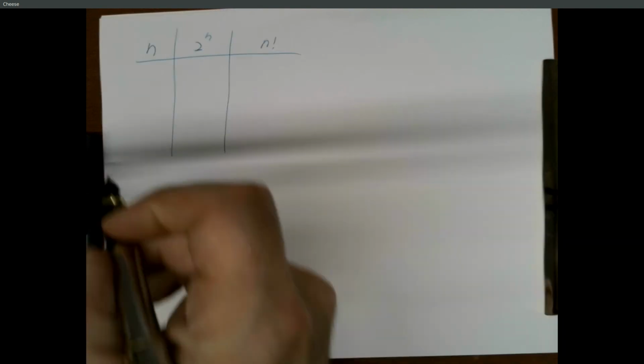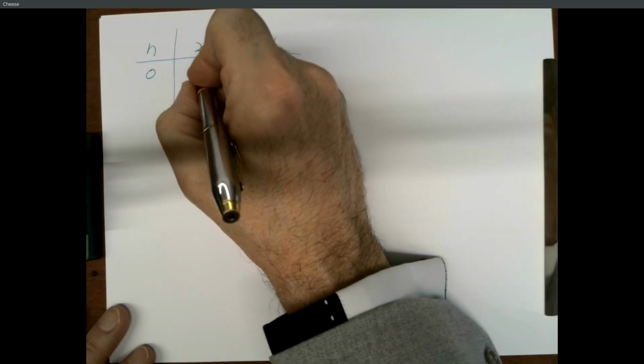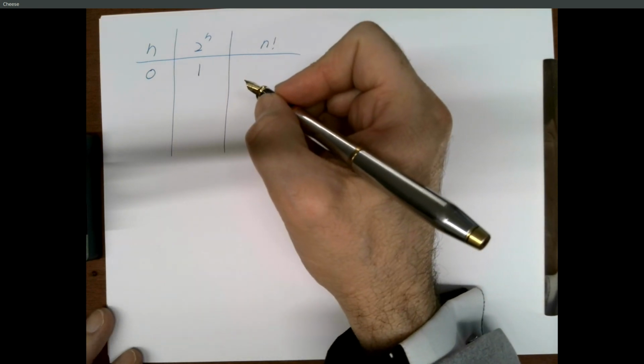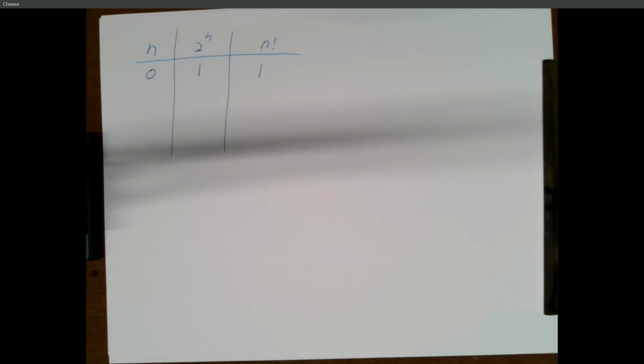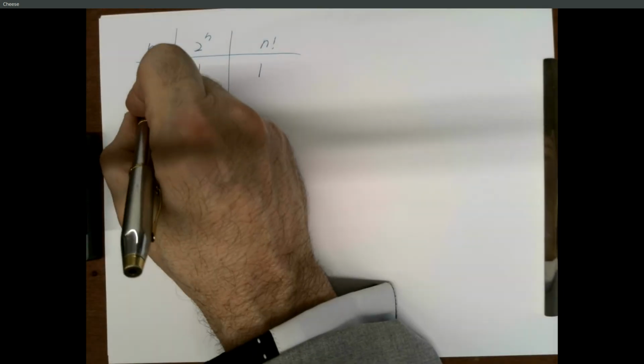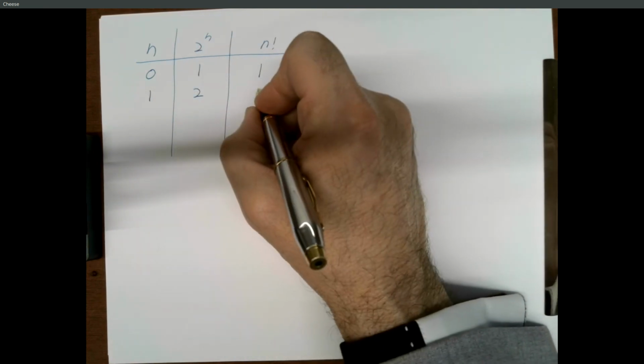So let's look at how 2 to the n and n factorial compare to each other. Suppose n is equal to 0. What's 2 to the 0 again? Okay, what is 0 factorial? Yeah, that's kind of annoying, but there's a good reason for it. So if n is equal to 0, 2 to the n and n factorial are equal. What about 1? 2 to the 1 is 2. What's 1 factorial? 1. 2 to the n is bigger.